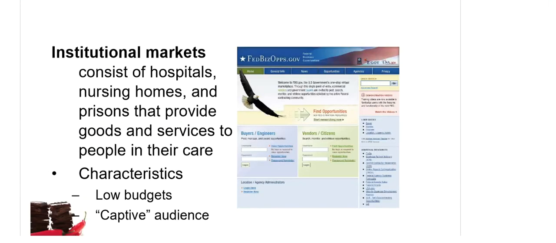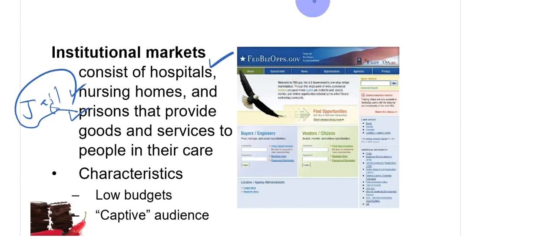So the next topic is institutional markets. There are some institutions which are basically markets. For example, some hospitals, some nursing homes, some prison centers, for example jails. These are basically markets for organizations, and we can explore these markets and get very good business through them.